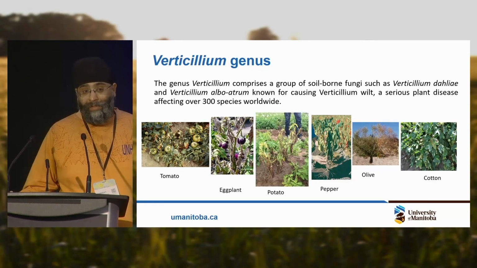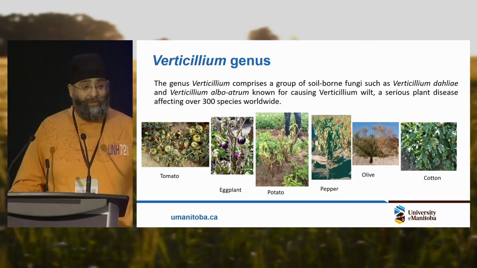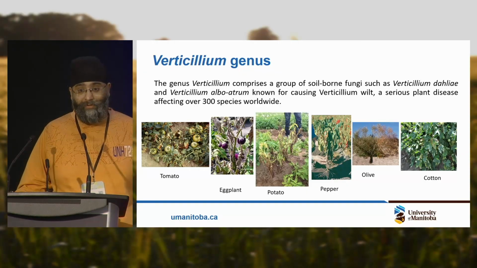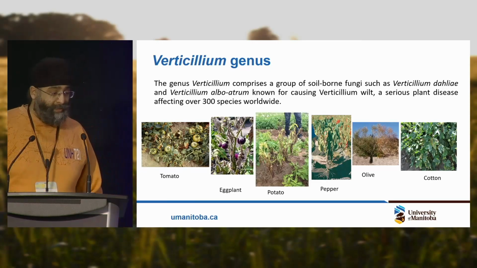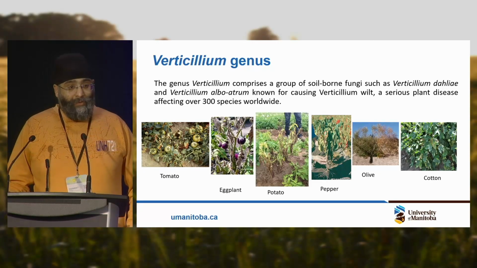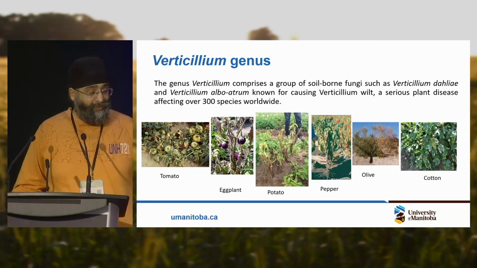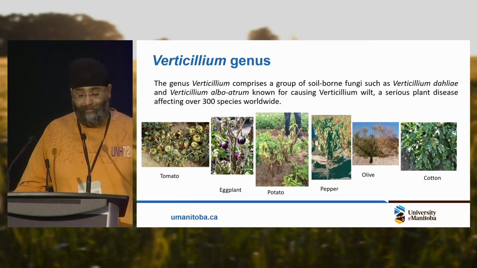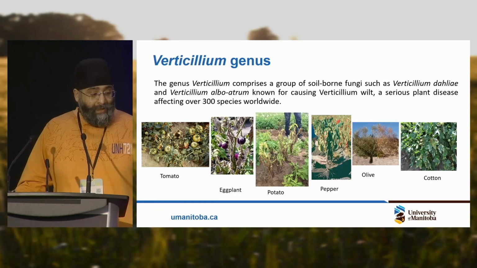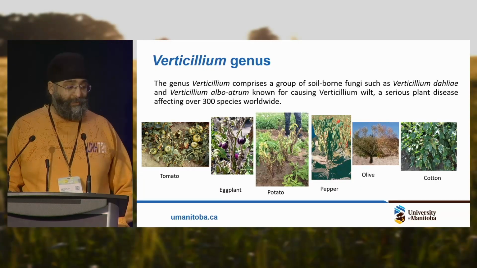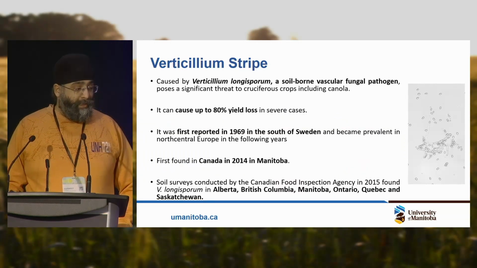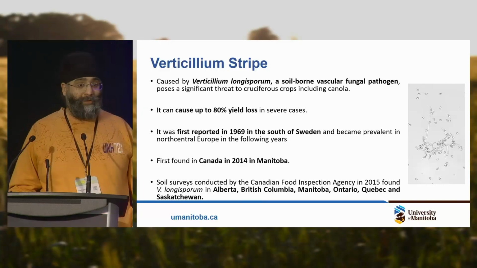For Manitoba, verticillium dahliae causes verticillium wilt in potatoes, and it's a particularly nasty pathogen. There's a lot of work going in that direction. Mostly verticillium dahliae infects Solanaceae like tomatoes, potatoes, eggplants, etc. Other verticillium species infect species like olives and cotton. But we're going to talk a little bit about a different verticillium species here.